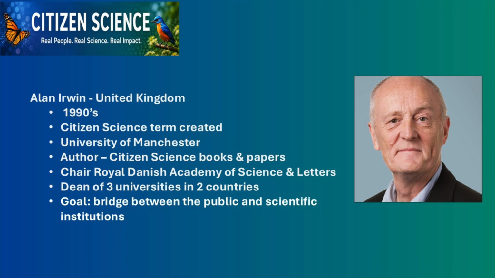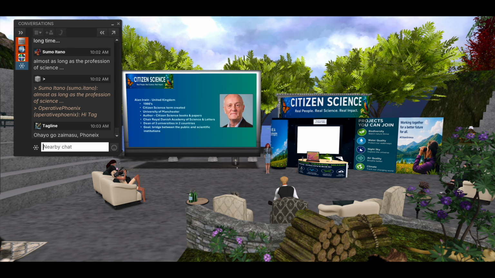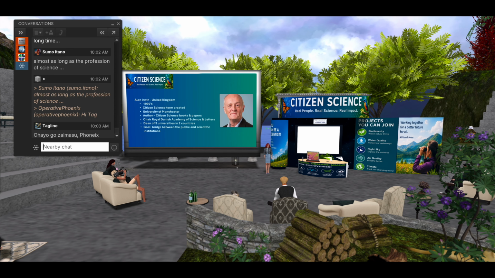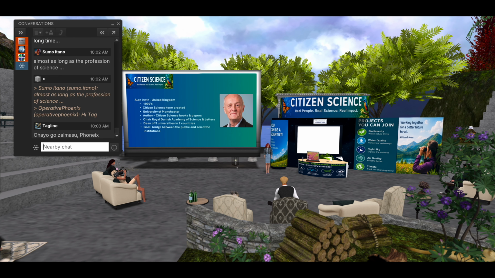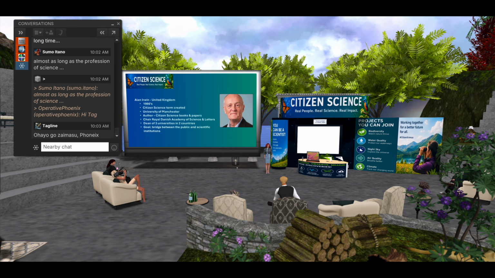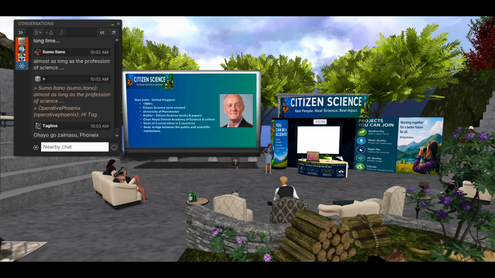First by Alan Irwin from the United Kingdom. He thought he created the term citizen science. He was at the University of Manchester. He authored several books and papers. He was chair of the Royal Danish Academy of Science and Letters and dean at universities. His goal was to build a bridge between the public doing some research and scientific institutions.